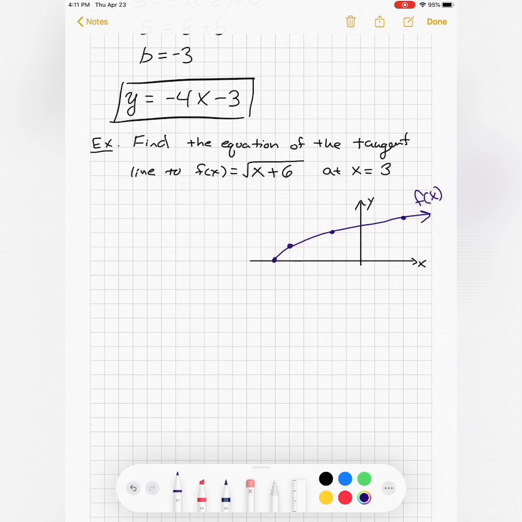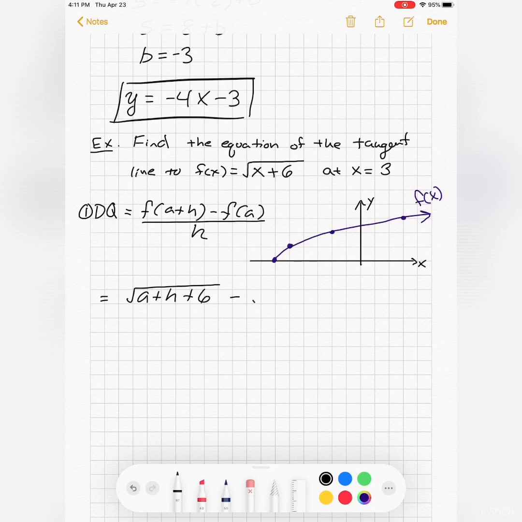Okay, so I have to go through a series of steps. The first thing I'll have to find will be the difference quotient. So my general formula looks like so. For this function, I'll have root of a plus h plus 6 minus root of a plus 6, over h. Then I have to simplify that. Remember, I have to simplify until I'm able to cancel the h in the denominator.